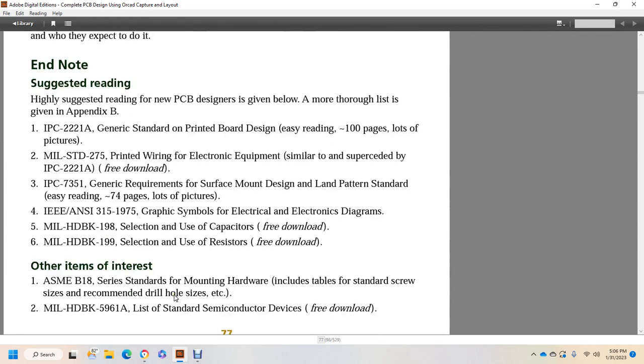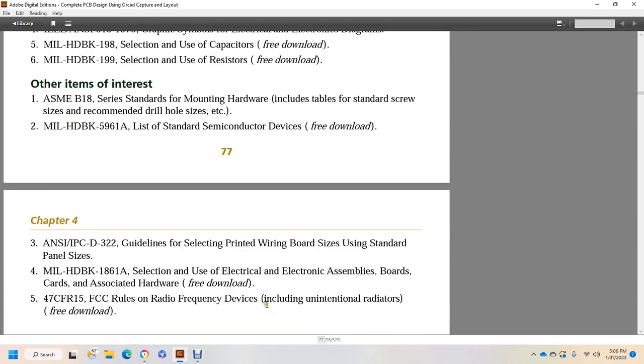Other items of interest: the ASME AB18 series standard for mounting hardware. Military Handbook 5961A, list of standard semiconductor devices. ANSI IPC D32, guidelines for selecting printed wiring board sizes using standard panel sizes. Military Handbook 1861, selection and use of electrical and electronic assembly boards, cards, and associated hardware. Title 47, Federal Regulation Part 15, FCC rules on radio frequency devices, including unintentional radiators.